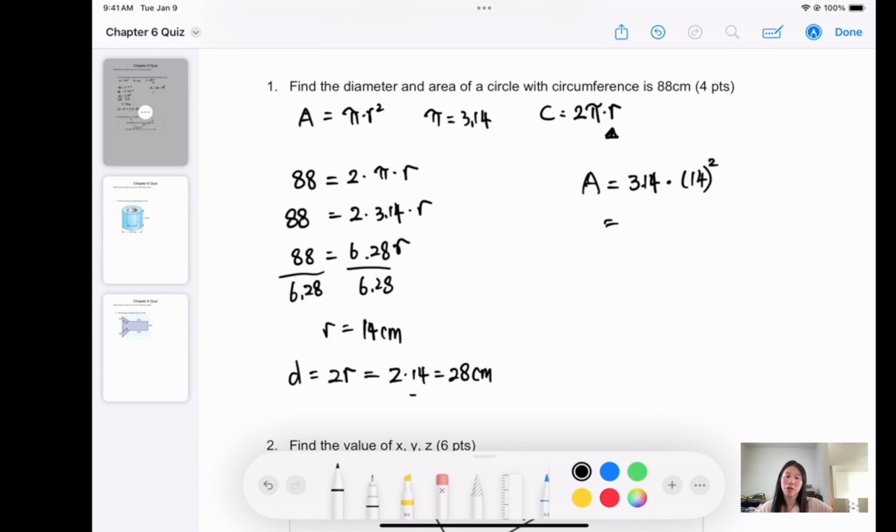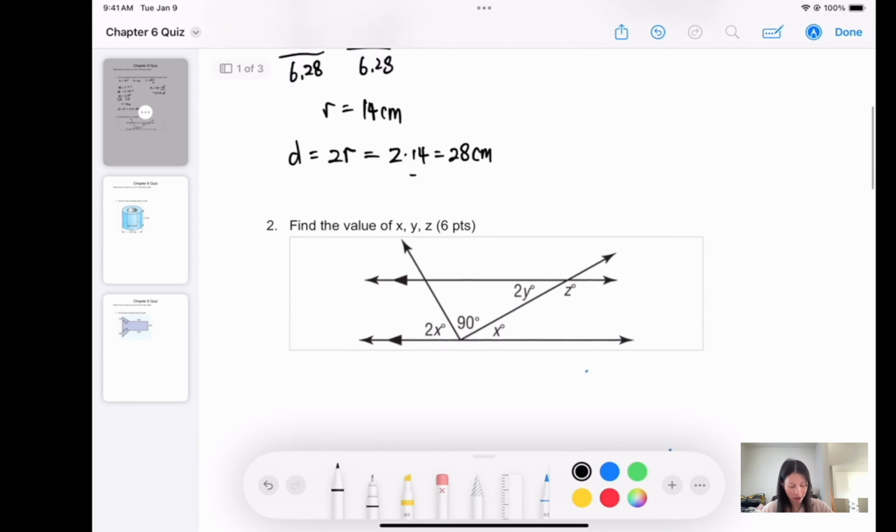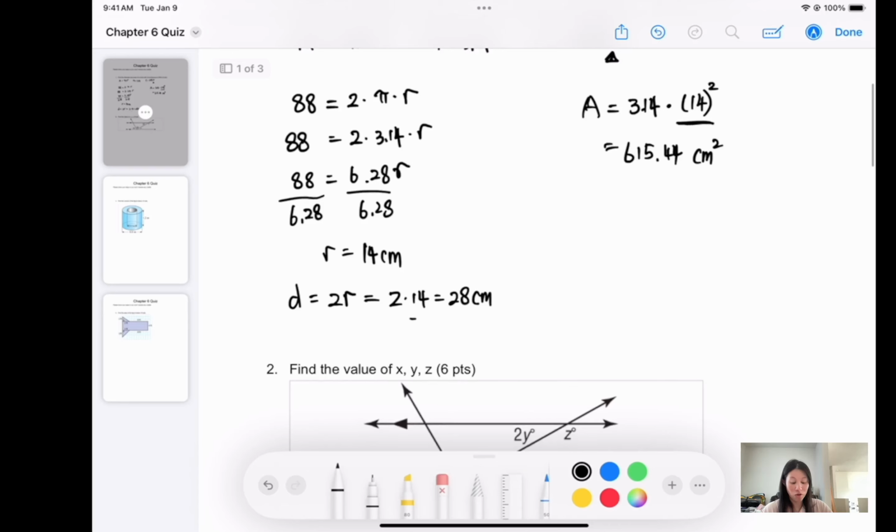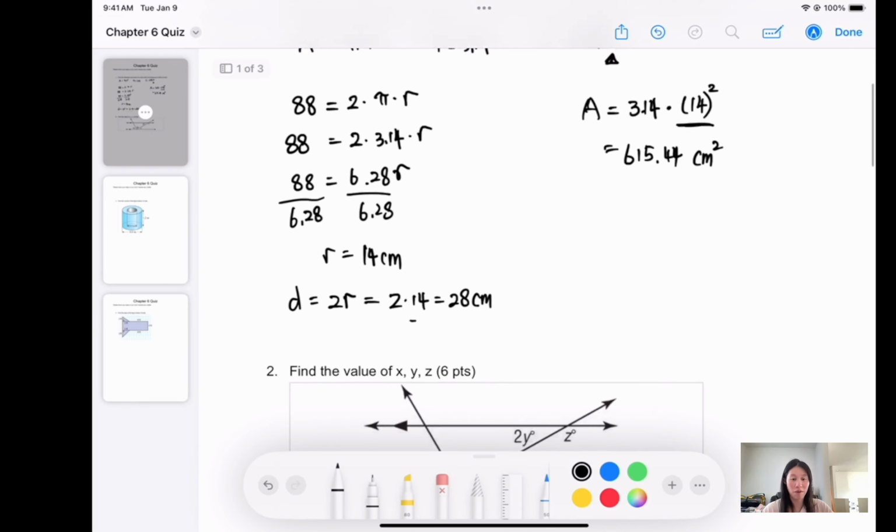When we calculate that, we need to follow the order of operations. We need to calculate the exponent before the multiplication. So we need to calculate this part first. So together it is equal to 615.44. Some of you got 616 square centimeters, which is fine because that is probably caused by the rounding issue. So that's why you're a little bit off. That's okay. What I care more about is the steps, the process. Do you show your work? If you do, then you will be fine.